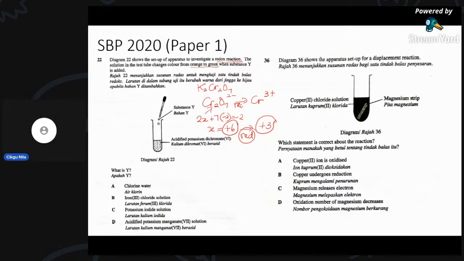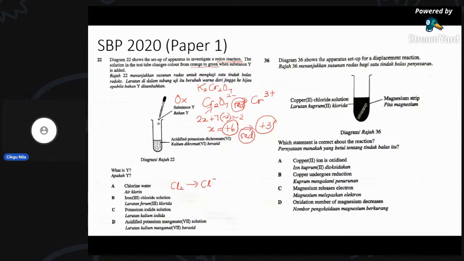So if chromate ion undergoes reduction, substance Y must undergo oxidation. So you want to know out of the four options over here, which one undergoes oxidation. Some students memorize another way to identify. Chlorine water will be in the form of Cl2. Cl2 will change to become chloride ion. These are the changes that can happen. So Cl2 becomes Cl minus.